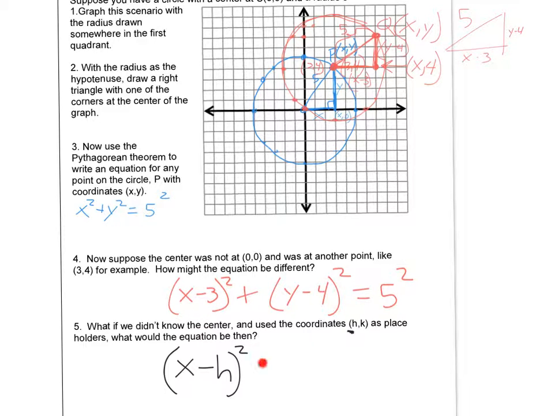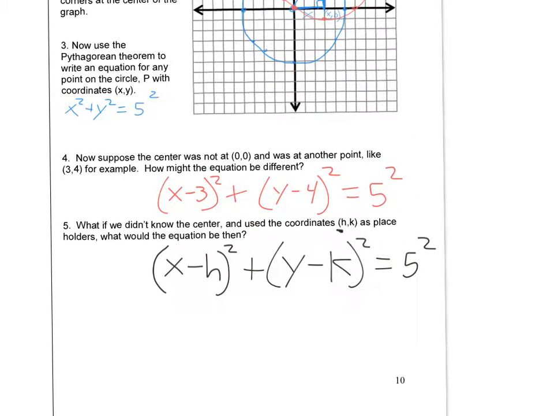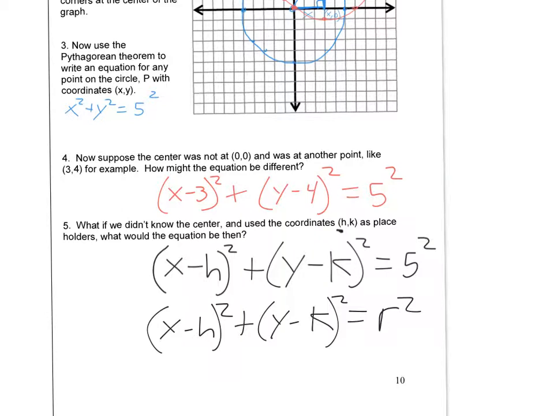And in the same way, we could say plus y minus, now my y value of my center is k. So I could just write (y minus k) squared. And if the radius was still 5, it would be 5 squared. But what if we didn't know the radius at all? What if I just said, hey, the radius is unknown, so we're going to call it r. Well, wouldn't this just be r squared?